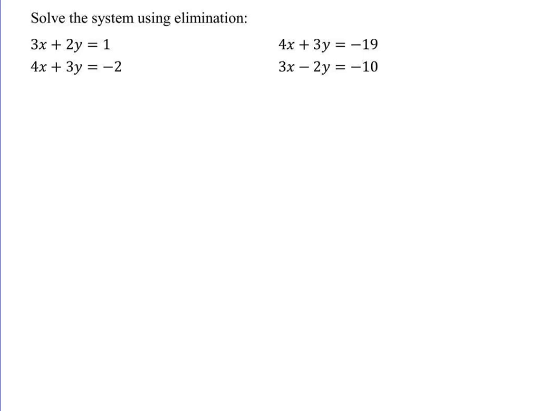How about this first one? Pick a variable to eliminate. Could we eliminate x? Yeah, we could. But what would we have to turn these numbers into? Because I can't just multiply this equation by a number to get 4, or negative 4.